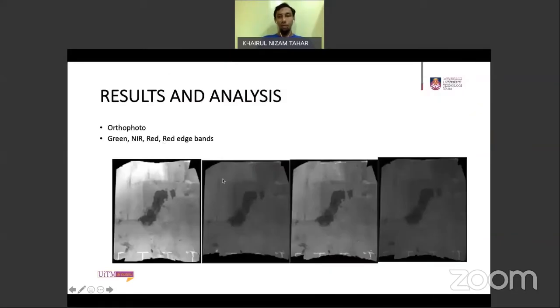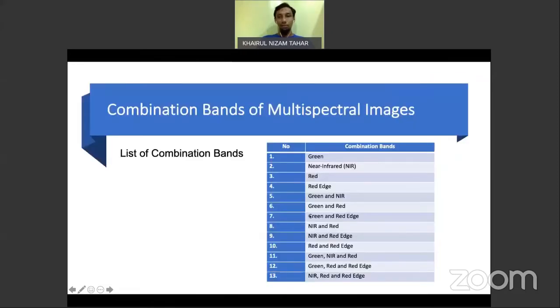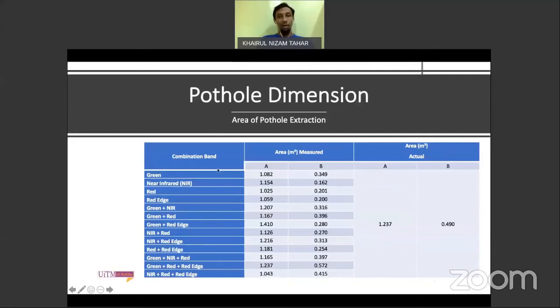So these are the four bands: green, near infrared, red, and red edge. These are the orthomosaics, so we can see the difference. This is the list of the combinations. As mentioned before, we have the single bands, the double or two-layer bands, and then the three-layer bands. These are the pothole dimensions, the data that we extract after the pothole extraction. We have the area measured for the green and up to the three layers. So this is the actual.